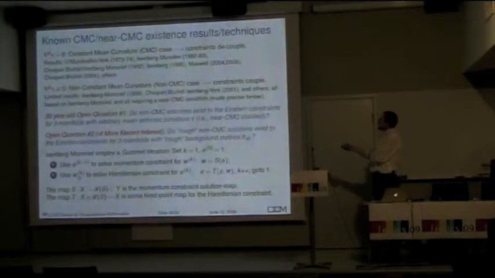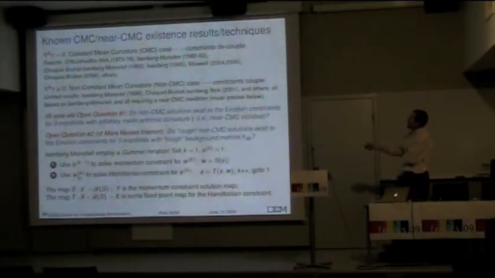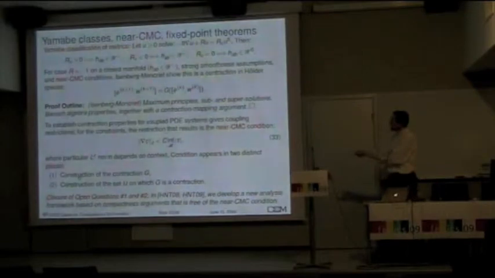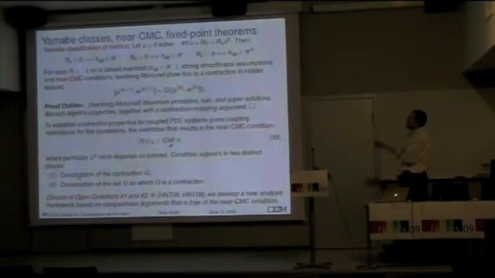Okay, and so when this term is zero, the two equations decouple. When it's not zero, they couple. But if you make this term small, referred to as the near CMC condition, which I've written down here in a more precise way, then you can develop a fixed point argument for the coupled system. When there's no restriction on the size of gradient tau, there was no theory.